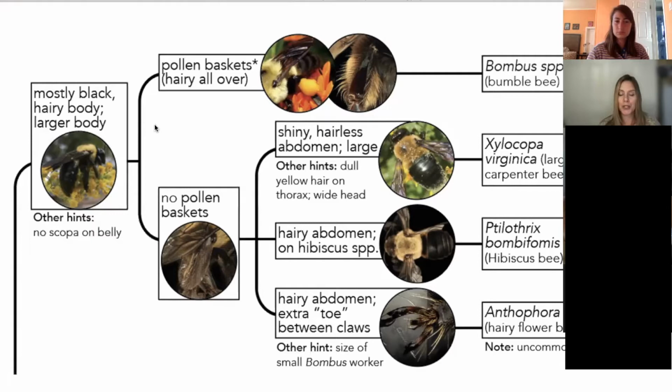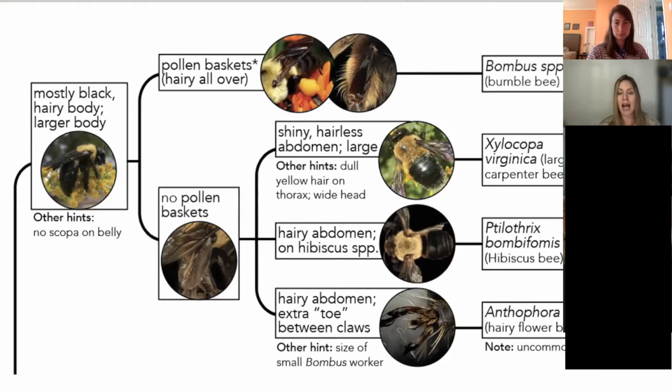These other two species, the hibiscus bee and the hairy flower bee, Tylotrix and Anthophora, tend to be smaller, but of course some bumblebee workers can be the same size or smaller. It's a little bit hard to tell here because we're not zoomed in, but the hair on this leg is pretty long and all over that hind leg. So it doesn't have the shiny hairless part that the female bumblebees have.